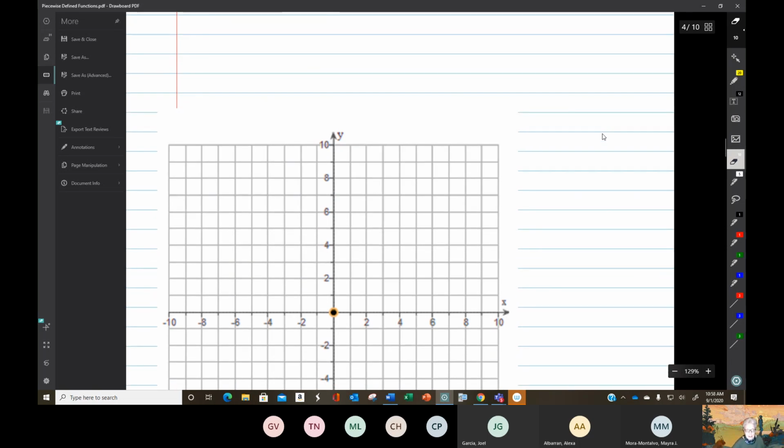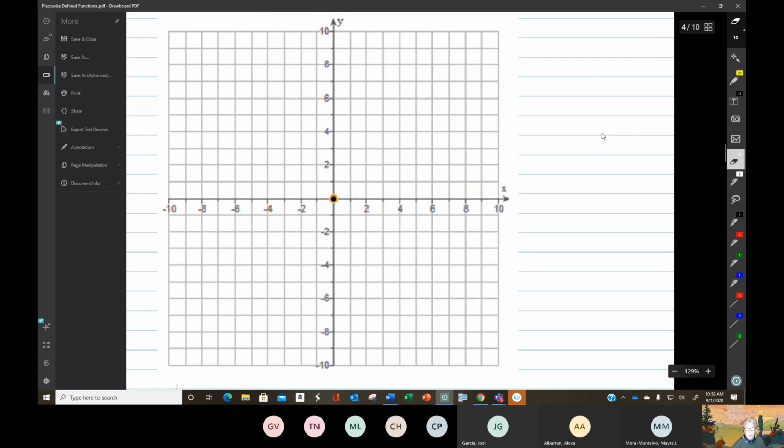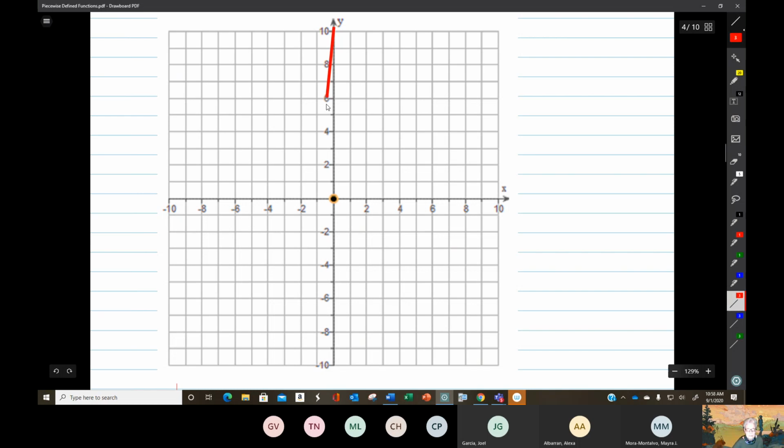So 0 and 3 are where separations are going to occur. So temporarily, I'm going to put red lines through those x values, just to remind me that I'll have special stuff going on there. And then I'll erase them afterwards.